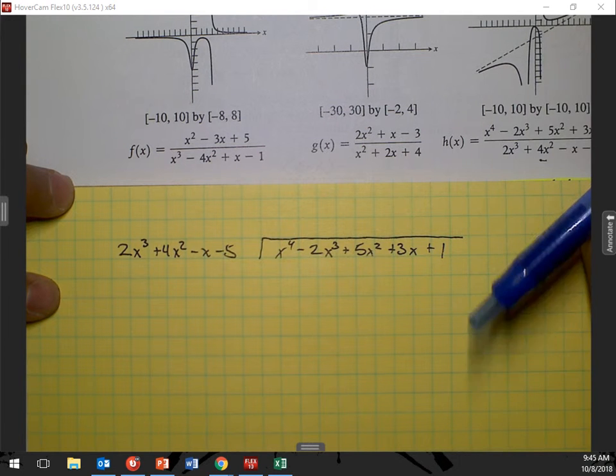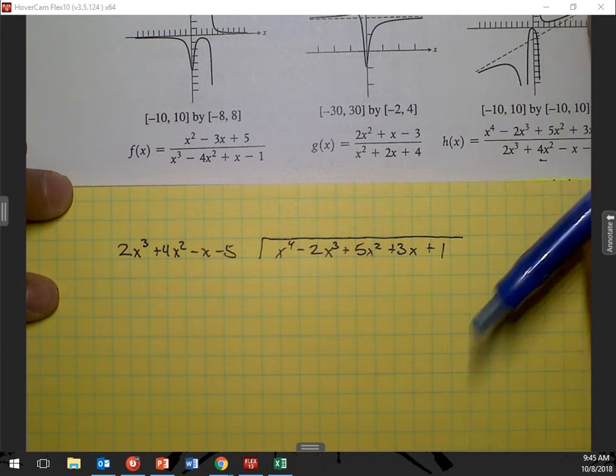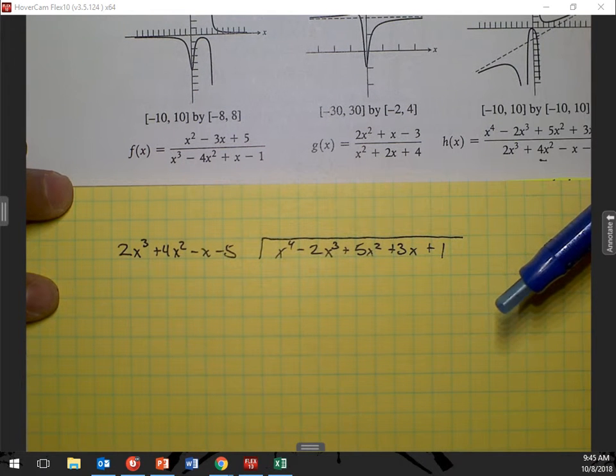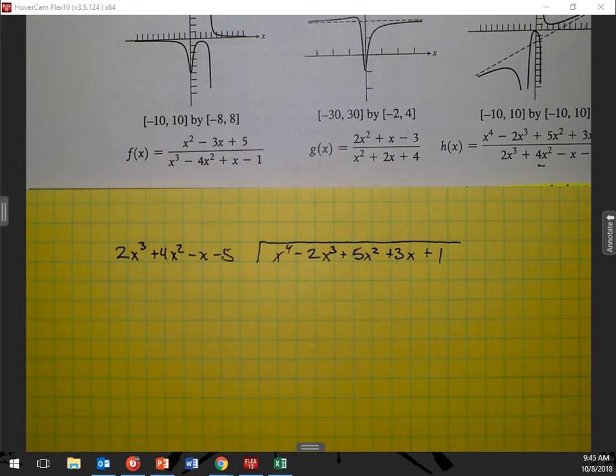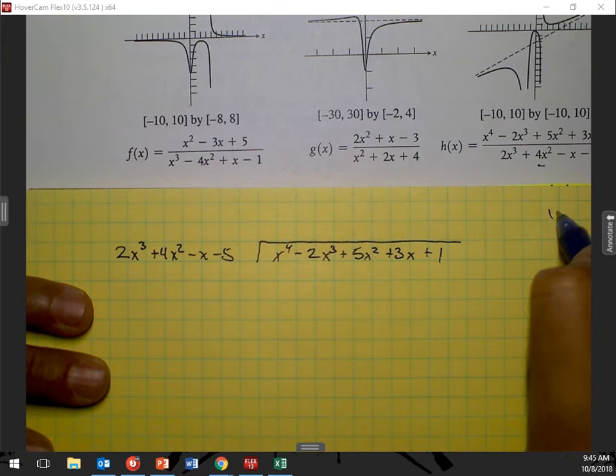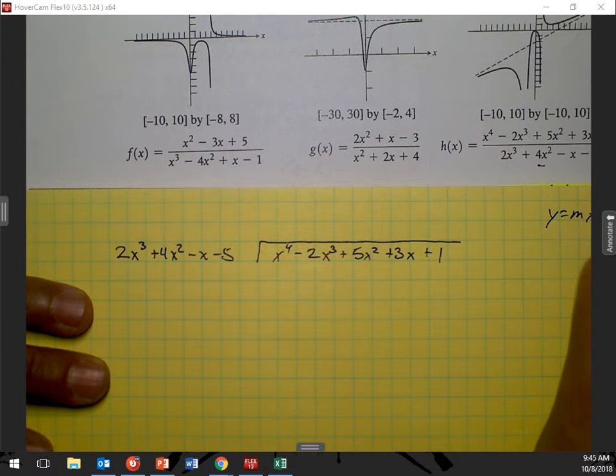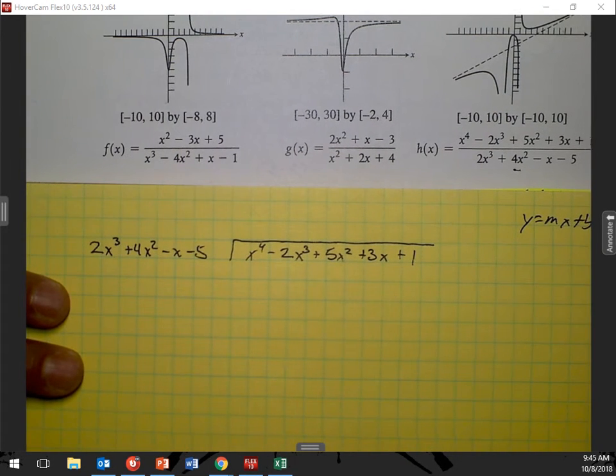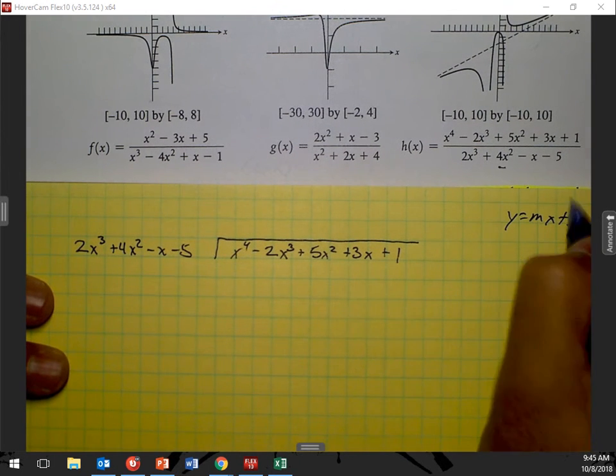So I'm not going to have that. I'm going to have a slant asymptote. So it has to be a straight line. That means it's going to be an equation of a line in the form of y equals mx plus b. Right, there we go. Plus b. That's a b.